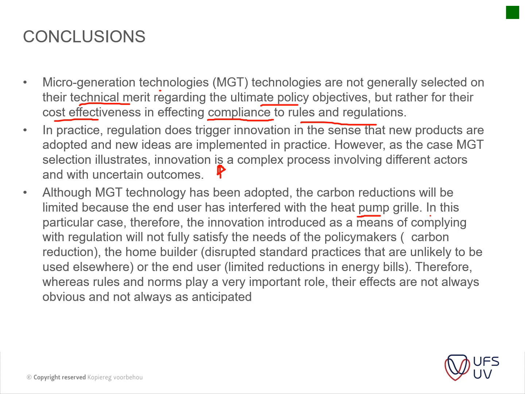In this particular case, therefore, the innovation introduced as a means of complying with the regulations will not fully satisfy the need of the policymaker, because it was made redundant by the home builder or the end user; it was bypassed. Therefore, whereas rules and norms play a very important role, their effects are not always obvious and not always anticipated. Okay, so there's a bit of a path to walk. You're not going to change the world through policy alone.